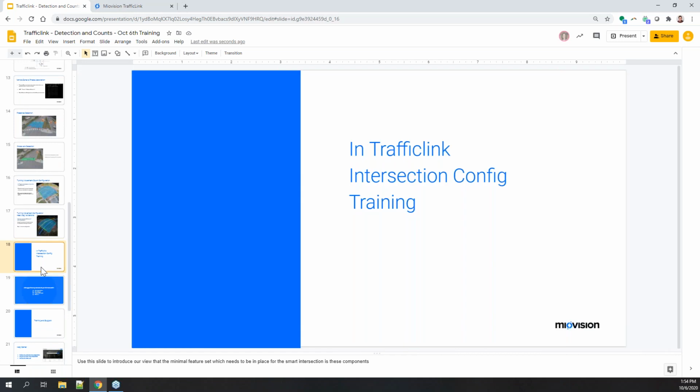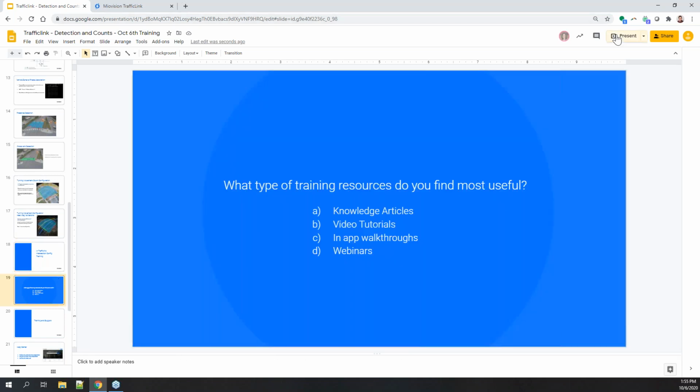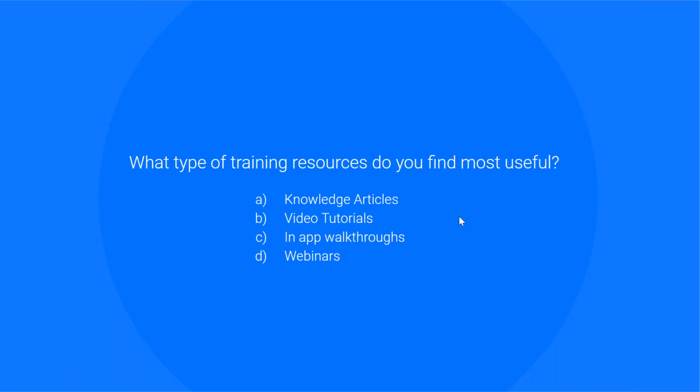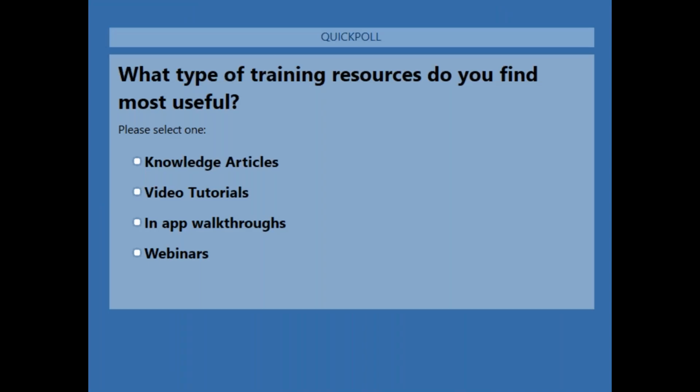All right, so I'm gonna start wrapping it up and then hand it over for some questions. Right before I do that, I'll just go into present mode here again. Training like this, there's a lot of content, and I recognize that there's a lot of information I ran through there about configuration. So I'm curious, what type of training resources do you find the most useful? Is it knowledge articles? Is it video tutorials, in-app walkthroughs, webinars? What is the best way to digest this information?